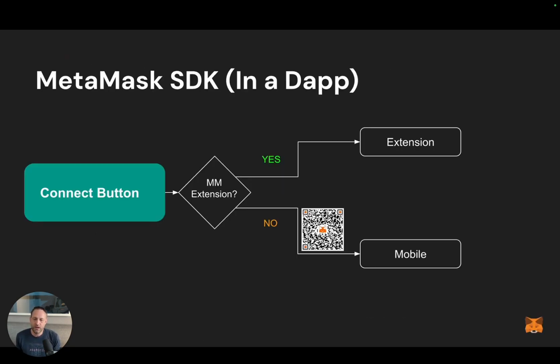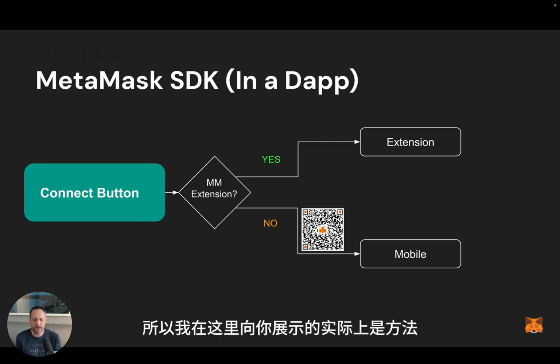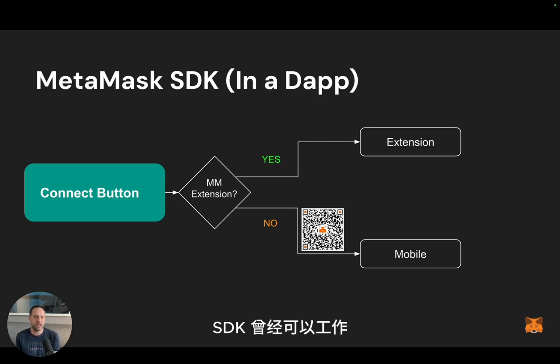All right, so the MetaMask SDK in a dApp. What I'm showing you here is actually the way that the SDK used to work. If you are below 0.5.0, this is how it worked. Your connect button would determine whether or not you have a MetaMask extension, and then if so, it would connect you to that extension. Otherwise, the SDK would realize that you did not have a MetaMask extension in your browser, and it would pop up a QR code. If you didn't have either of those, it would also give you the option to download MetaMask and install it.